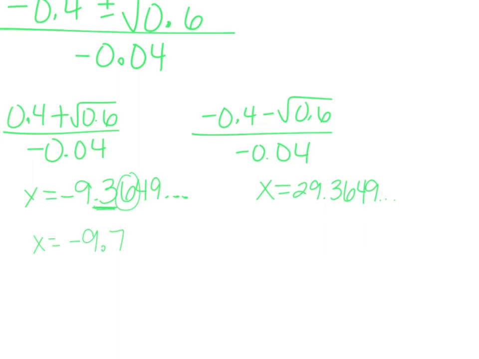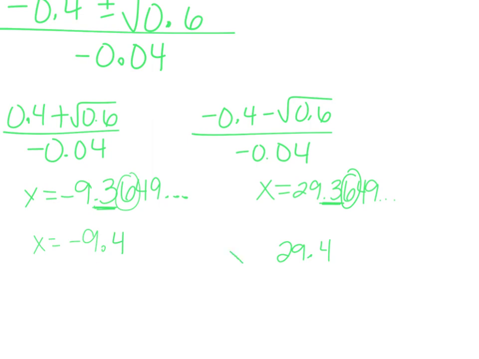This one we're going to do, it's going to be 29 point something, so we're looking at the 3. Does it go up or stay the same? Well, this 6 also makes this go up, so it would be 29.4. Oh, I just realized I messed up on this other side. Sorry, I'm struggling. That's not 9.7, it's 9.4. The 6 causes 3 to go up to 4.